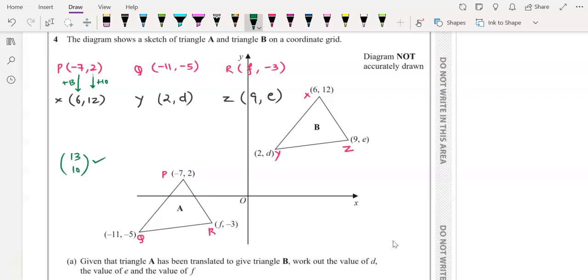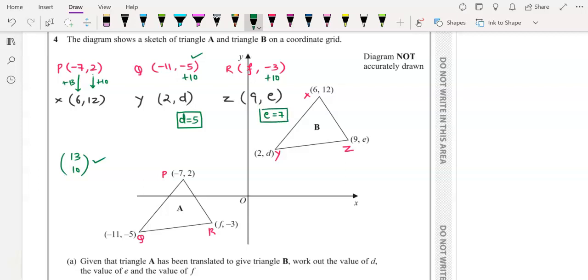So we can say the triangles were translated by the vector 13 and 10. So using this, we can work out the following. Q, Y coordinate is minus 5. So when you add 10, the value of D will be 5. Similarly, point R, the Y coordinate is minus 3. It is translated 10 units up. So you add 10. So 10 minus 3 is 7. So value of E is 7.